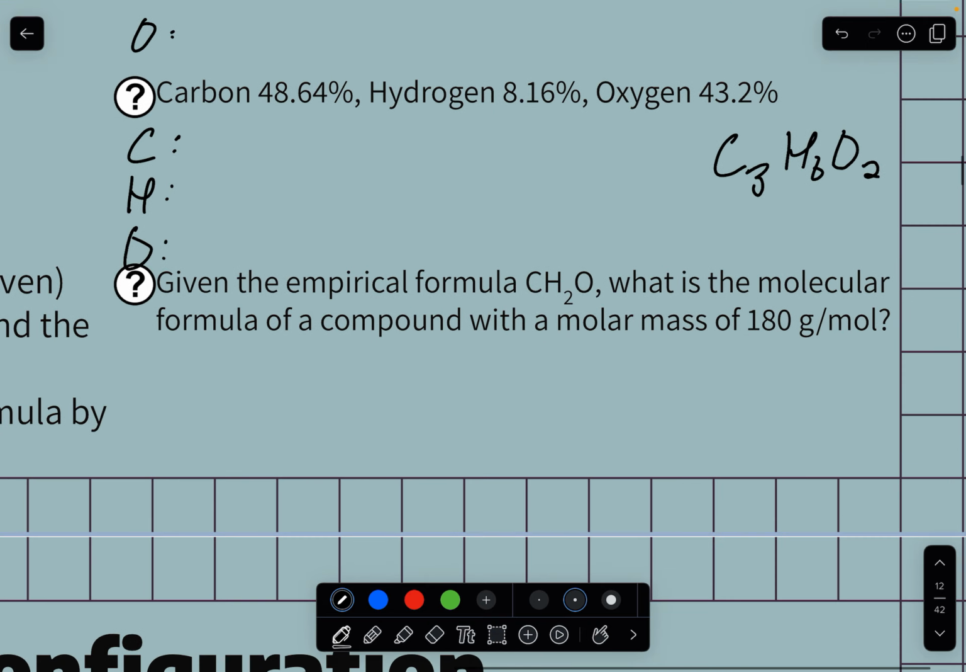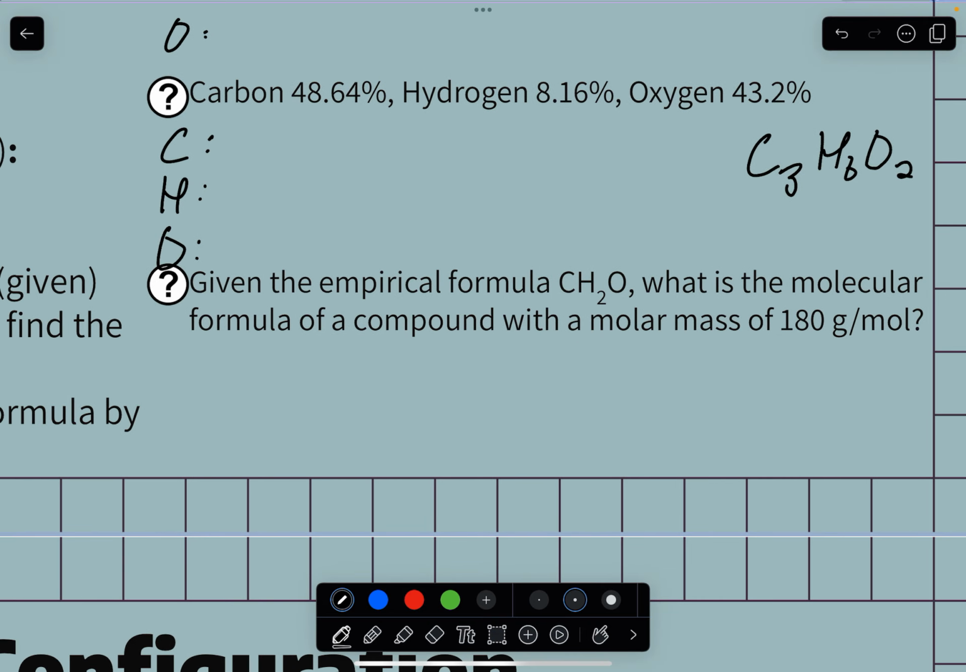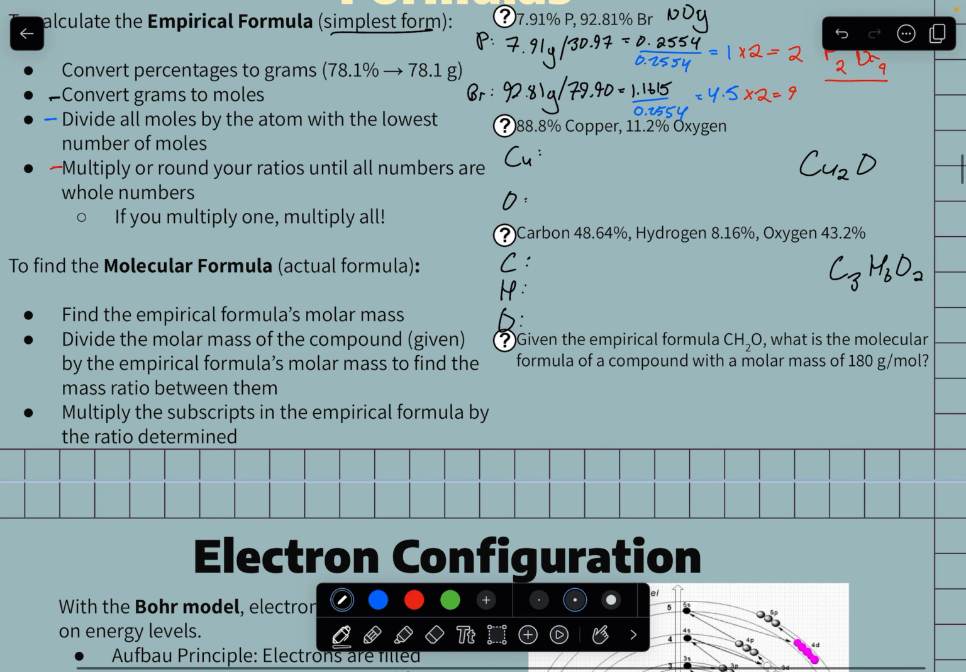Okay. So looking at this question down here, going to molecular formula, right? So for molecular formula, this is the actual formula. It takes that empirical formula and it has a bigger mass. It's a multiplied variant of it. So we're going to have our empirical formula's molar mass. That's the first step. We're going to divide the molar mass of the compound that was given by the empirical formula's molar mass to find the ratio between them. And then after that, we're going to multiply the subscripts in the empirical formula by the ratio that is determined.